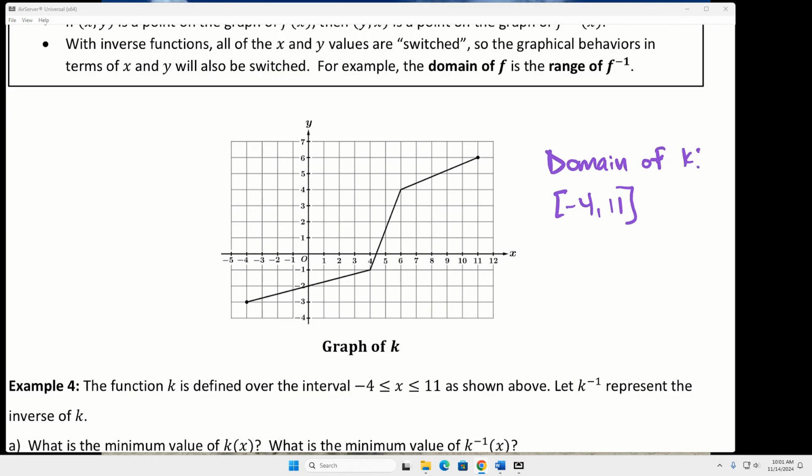Would you guys say K is invertible? Yes. All right, what about the range? -3 to 6. Yes.